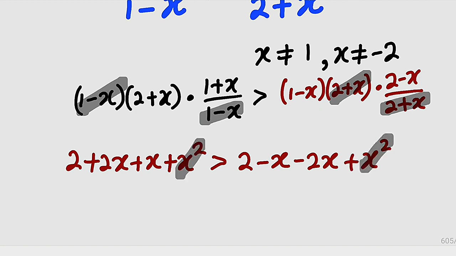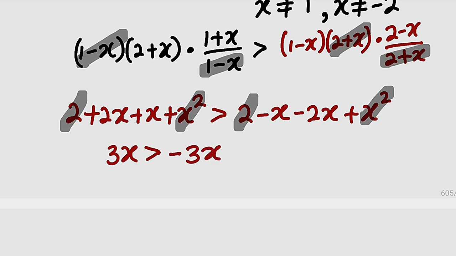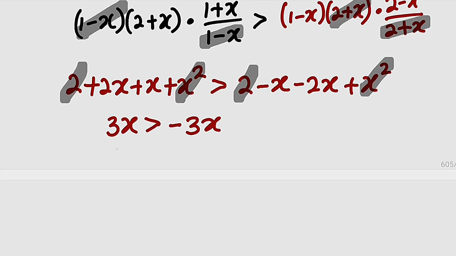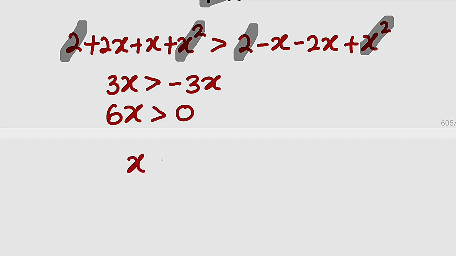This will cancel this, right? And this also will cancel this. To the left hand side, we have 2x plus x, which is 3x. So this is 3x greater than, we have negative 3x here, right? If you bring them to the left hand side, they all become positive. We have 6x greater than 0, which implies that x is greater than 0.